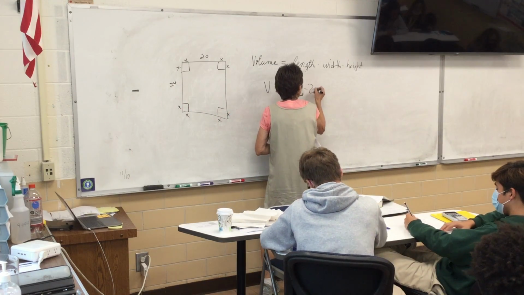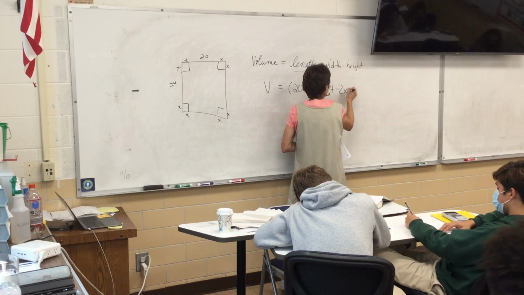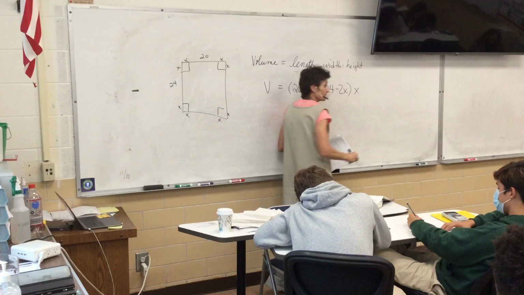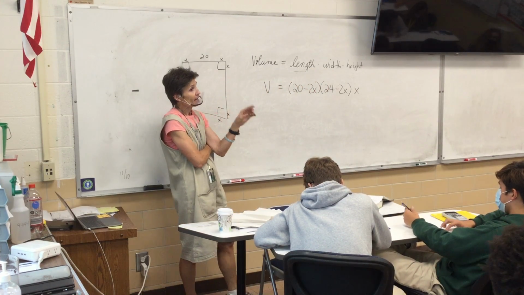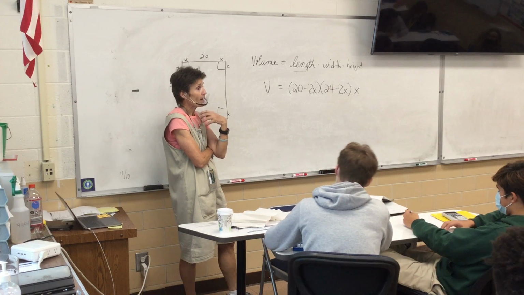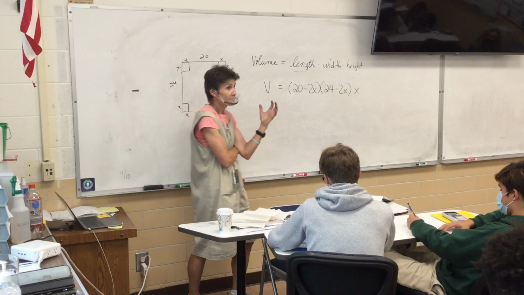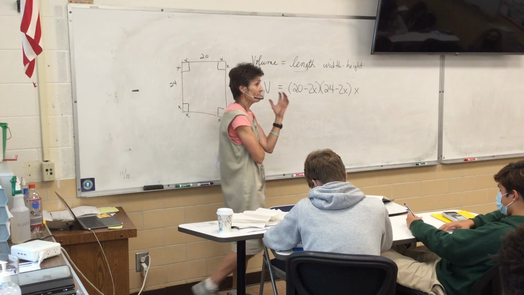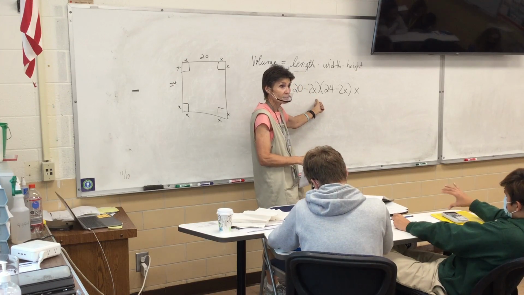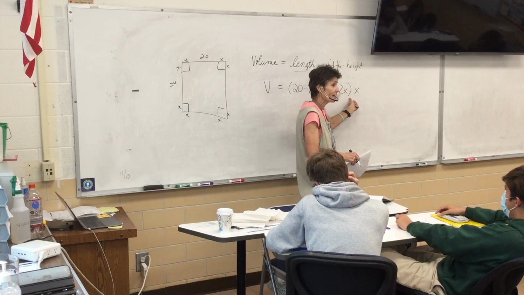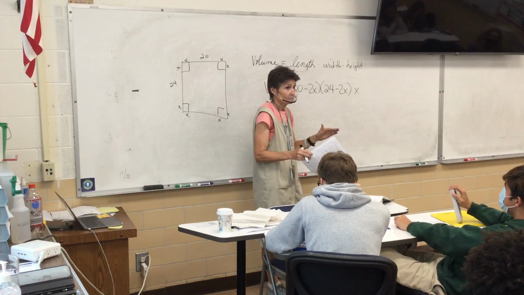20 minus 2x. 24 minus 2x times x. Now again, in my heart, I hope you all understand that. But if you don't, just memorize it. The volume of the box is going to be dimension minus 2x, dimension minus 2x, times x. Period. Never going to change.